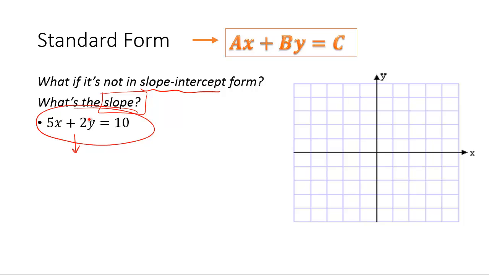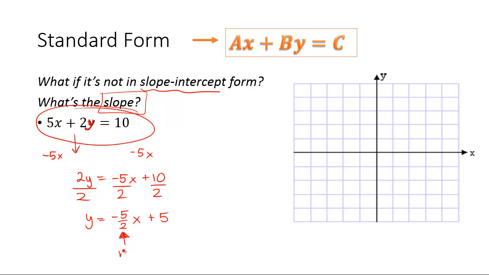To do this, we want to solve for y. To solve for y, we first subtract 5x from both sides. We get 2y equals -5x plus 10. Now we can divide everything by 2, and we get y equals -5/2 x plus 5. Again, the coefficient of x when solved for y is the slope. So our slope is -5/2, meaning down 5, right 2.